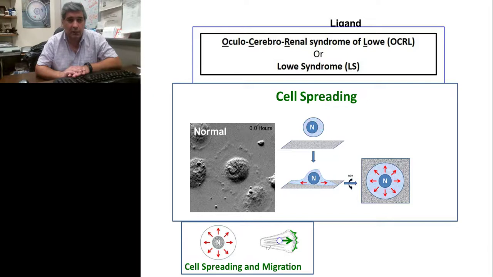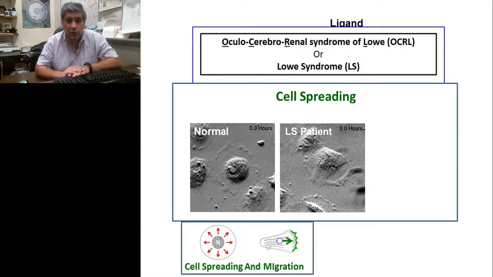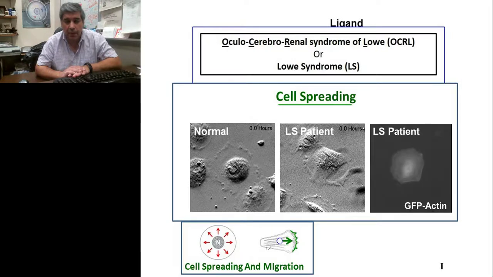And here you can see the spreading process using normal cells. You can see again the fried egg with the nucleus in the center. And if you do the same with Lowe syndrome patient cells, this is what you see. And again, as I always say, you don't need to be an expert in cell spreading to tell that the patient cells really cannot do what the normal cells are doing. So they cannot sustain the spreading. It seems to be collapsing all the time. And here is just light imaging of the actin cytoskeleton as this process occurs.